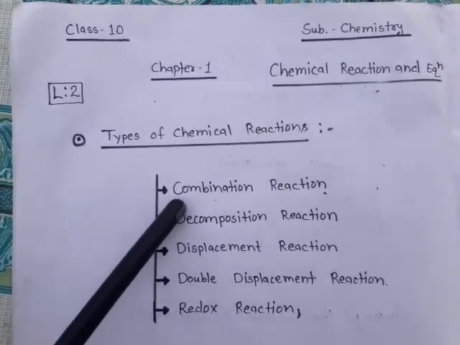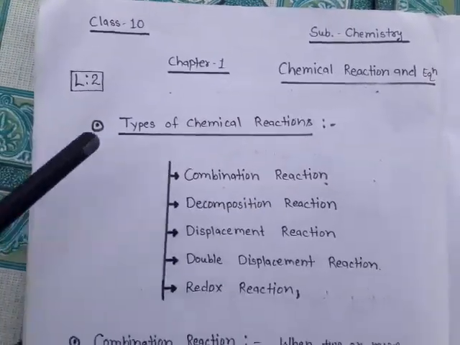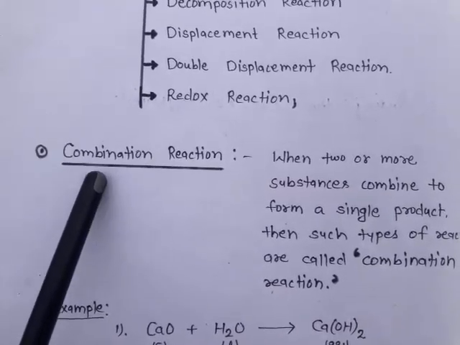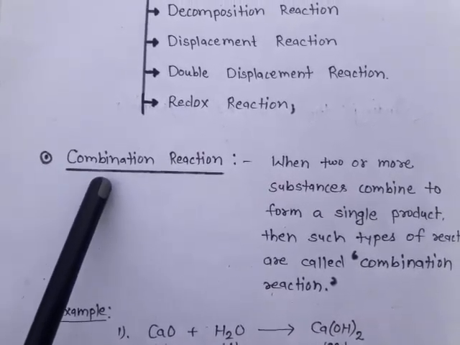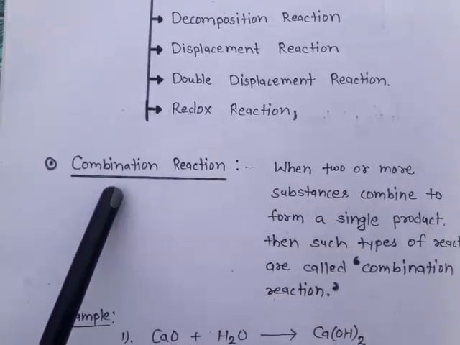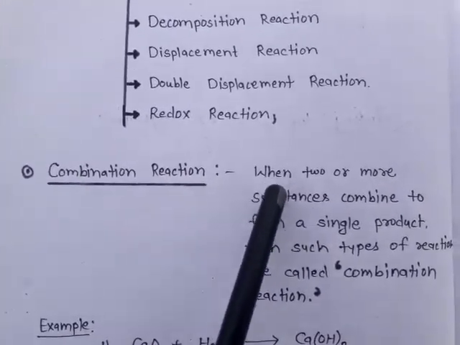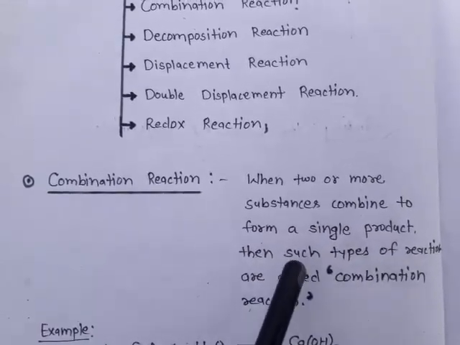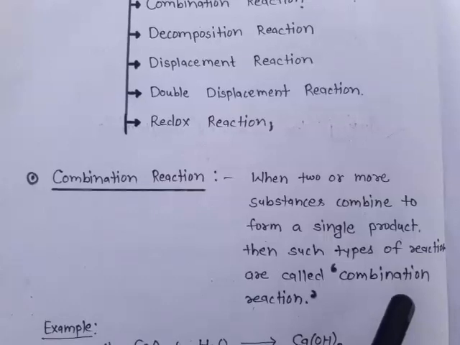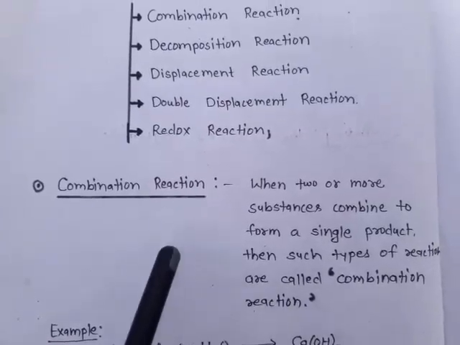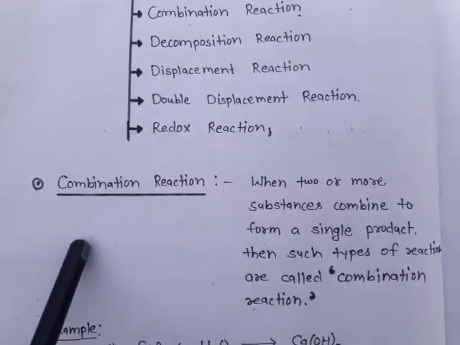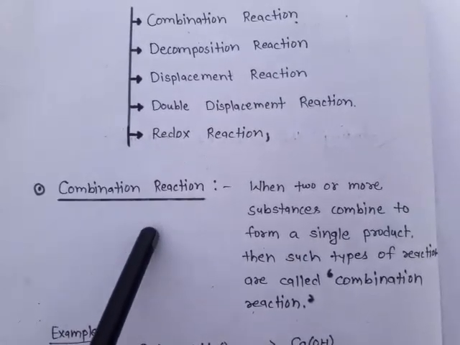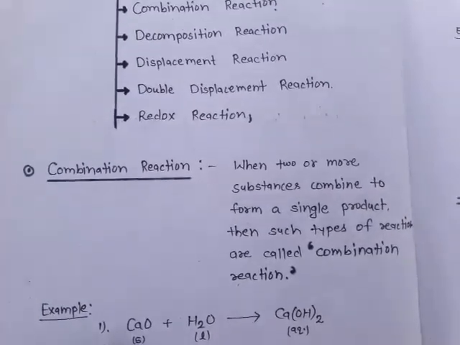Now we start with the first type, combination reaction. What is a combination reaction? First of all, let us figure out the word combination. Combination is formed from the word combine. Combine means mix up. Now, what is a combination reaction? When two or more substances combine to form a single product, such types of reaction are called combination reactions. That means when two or more substances as reactants form a single product, it is said to be a combination reaction.